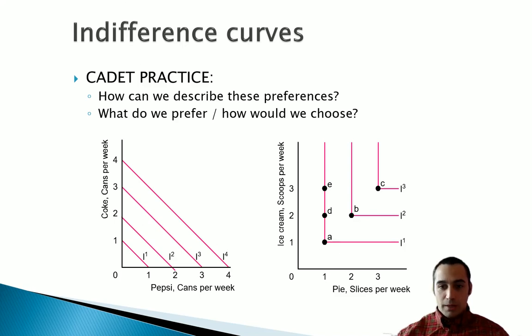Spend a moment and tell me how you would describe these preferences in words. And by that I mean, what kinds of bundles do you prefer, and how do you choose among these bundles?